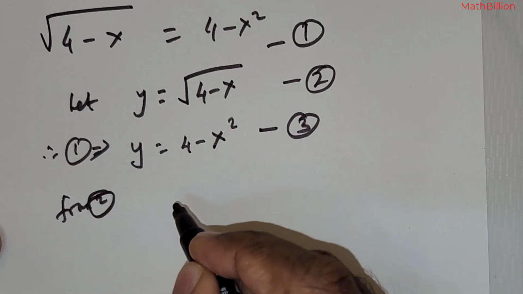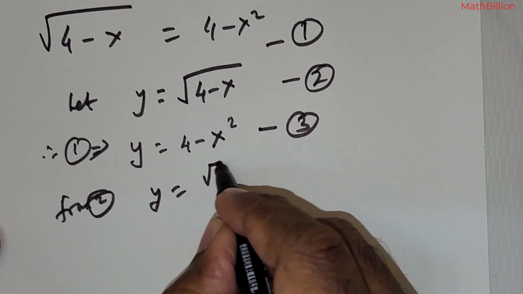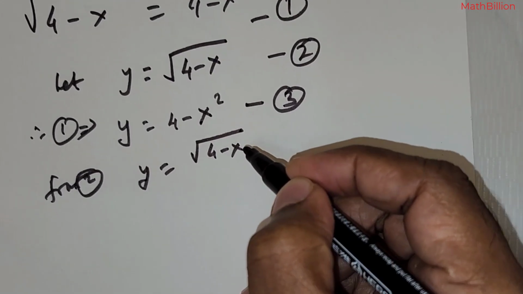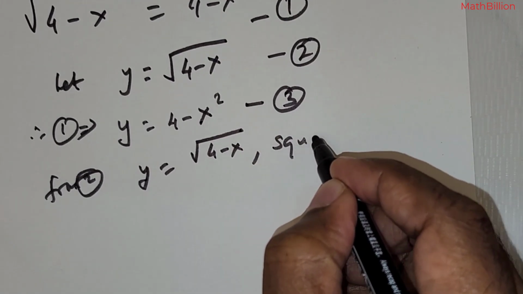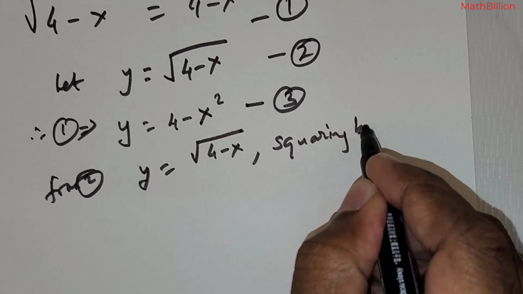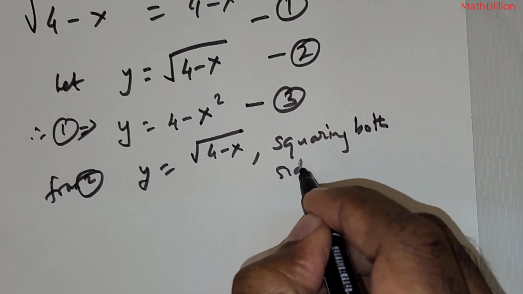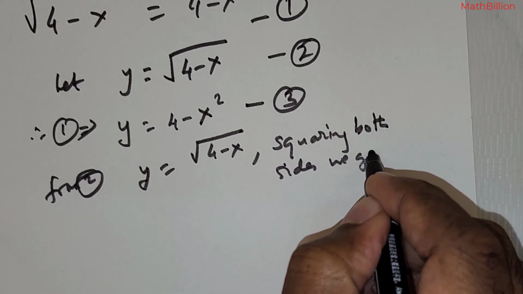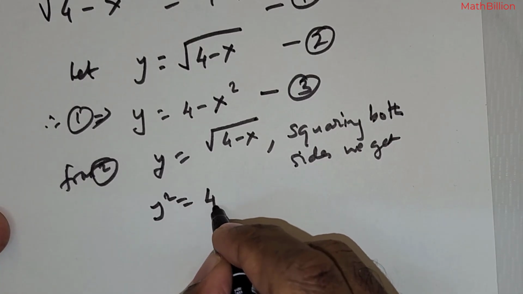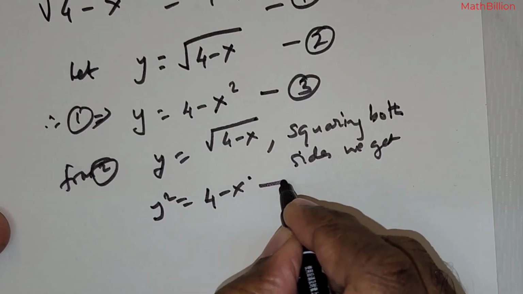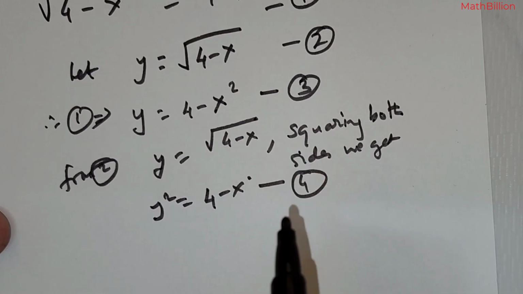Now from 2 we got y is equal to root of 4 minus x. So let me square both sides. Squaring both sides we get y squared is equal to 4 minus x. Now let me take this as 4.